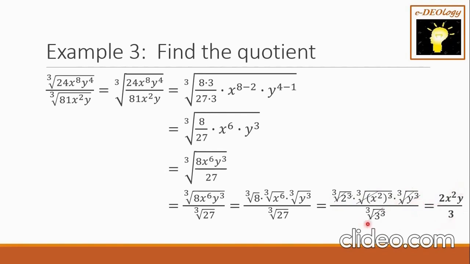In the denominator, we can cancel the radical and also the power 3. Only the base 3 will come here. So for our final answer, this is 2x squared y all over 3.